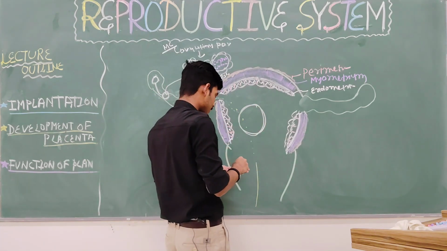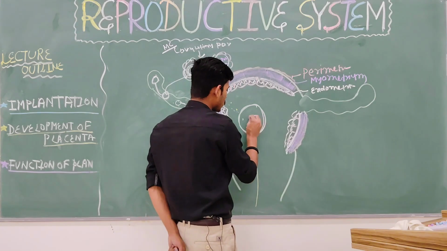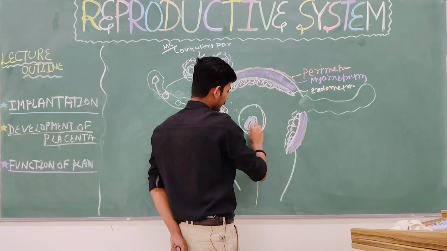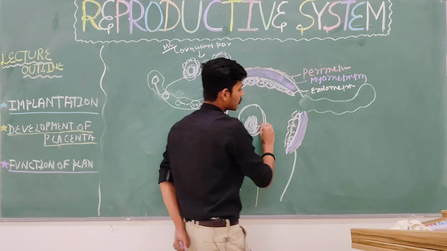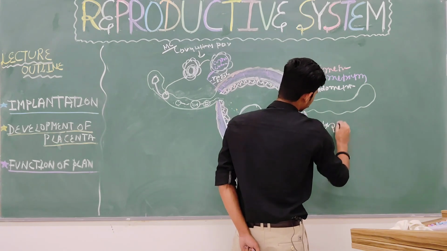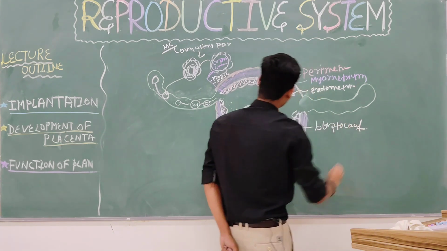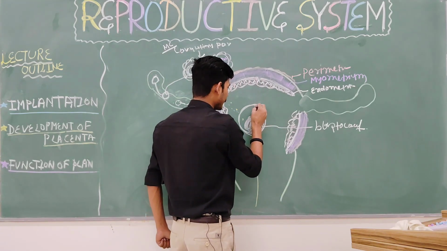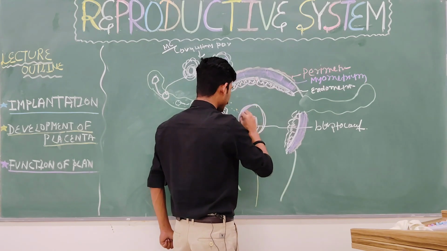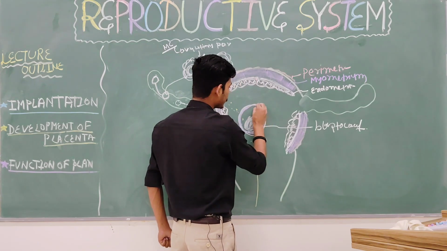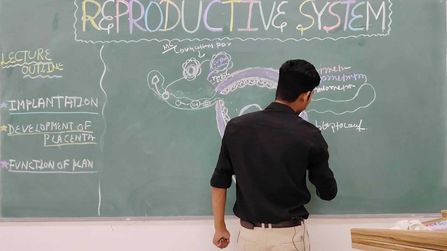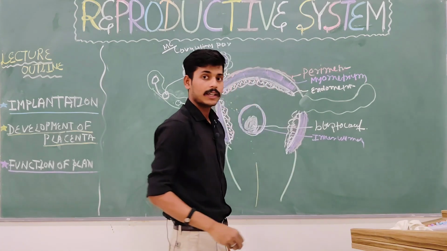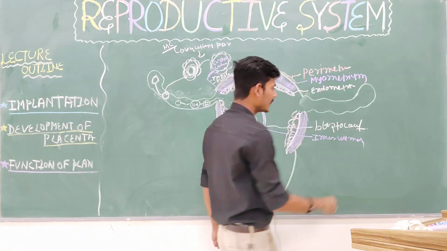The blastocyst is characterized by the presence of a fluid-filled cavity, and this fluid-filled cavity is called the blastocele. Now you see that there is a differentiation of two well differentiated layers. The first layer is called the inner cell mass. Remember, the embryo will form from the inner cell mass.